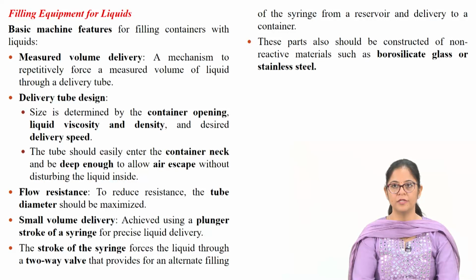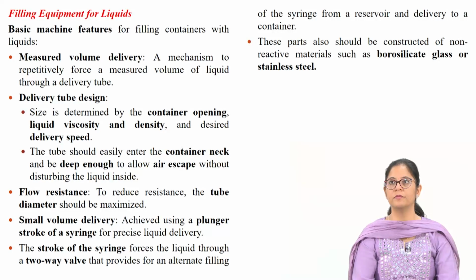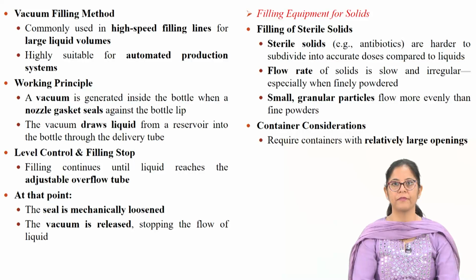For small volume delivery, a plunger stroke of a syringe is used. The stroke of the syringe forces the liquid through a two-way valve that provides for an alternate filling of the syringe from a reservoir and delivery to the container. These parts also should be constructed of non-reactive materials such as borosilicate glass or stainless steel.